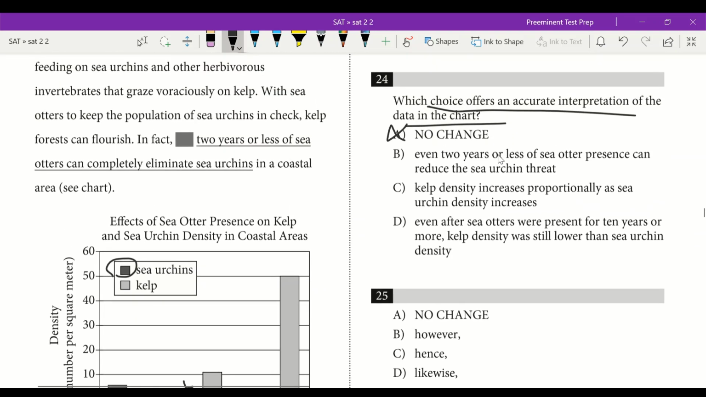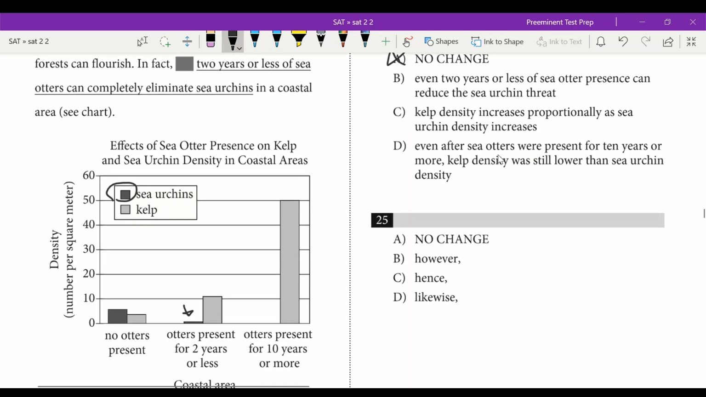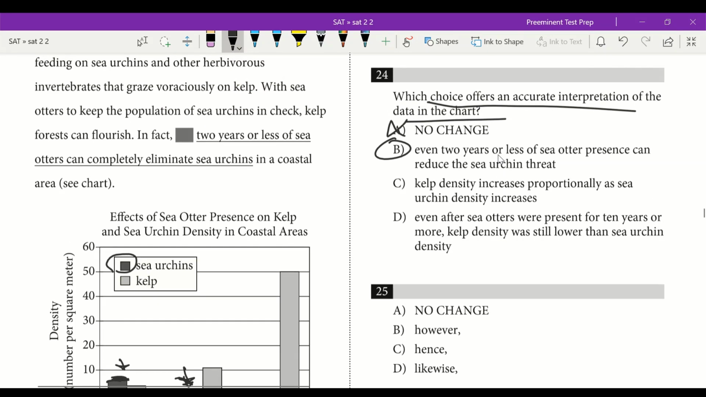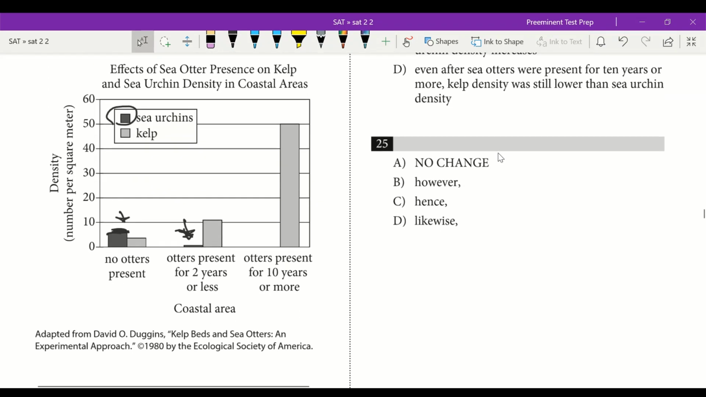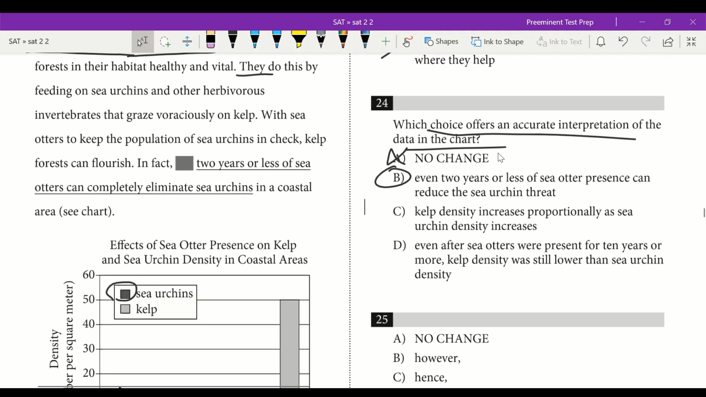What about B? Even 2 years or less of sea otter presence can reduce the sea urchin threat. Well, what do we see? Without otters, our sea urchin threat is here, right there. With otters for 2 years, it declines. B is accurate. It works grammatically. B is our answer. All right, 25.